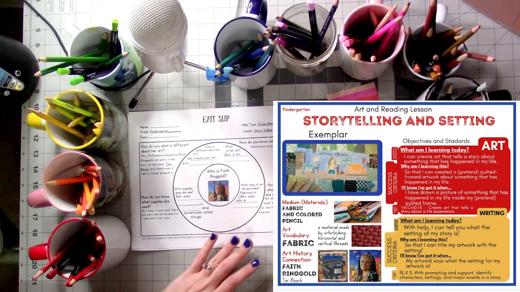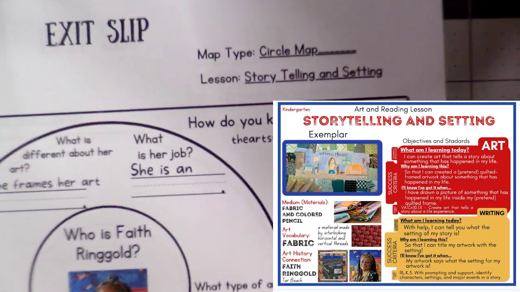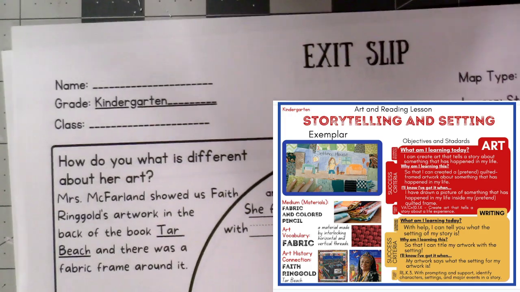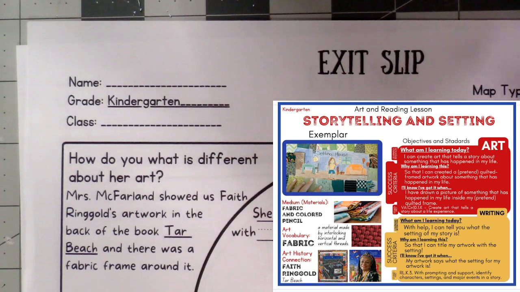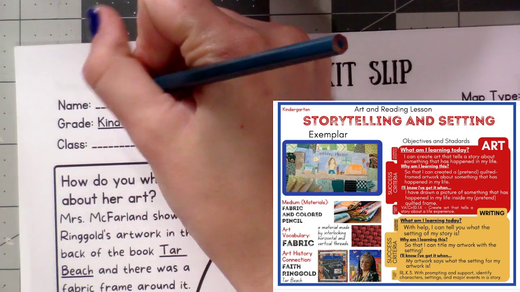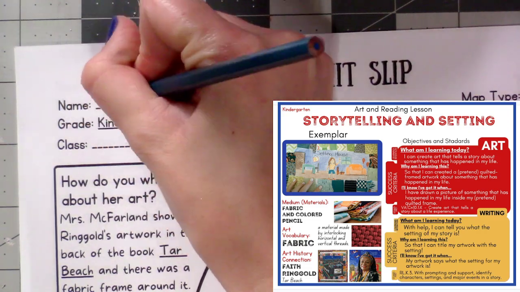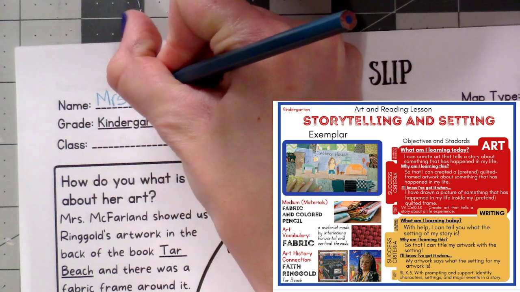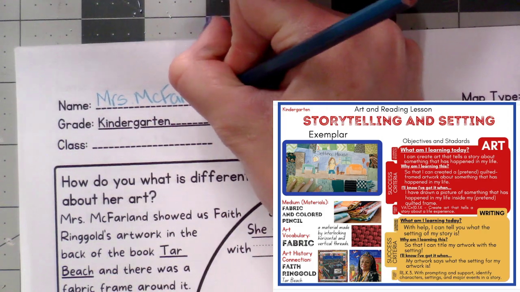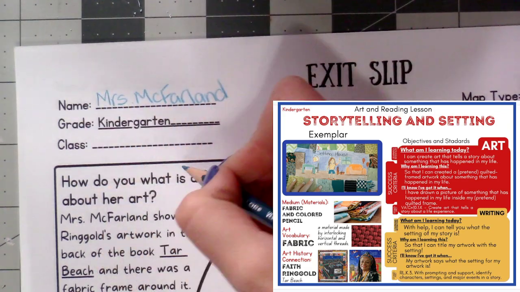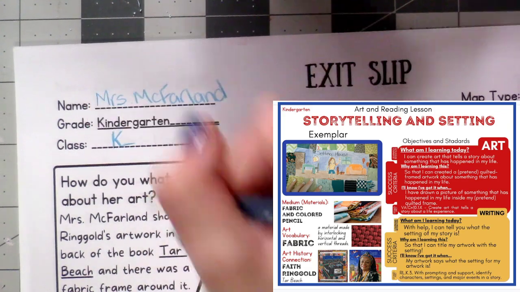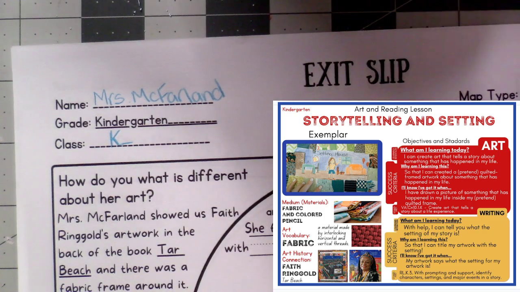I'll zoom in here. You can go ahead and get your paper, and you can get a pencil, so any color pencil you want, and go ahead and write your name in the top right here. And your class, which is K, and then the first letter of your teacher's last name.